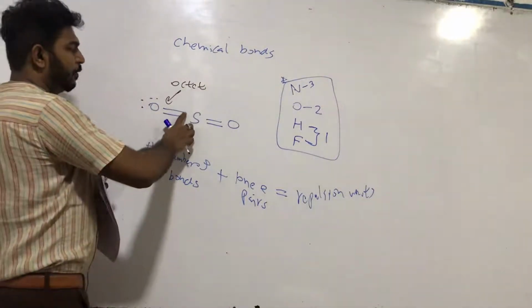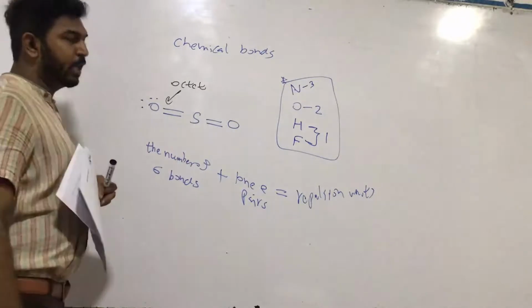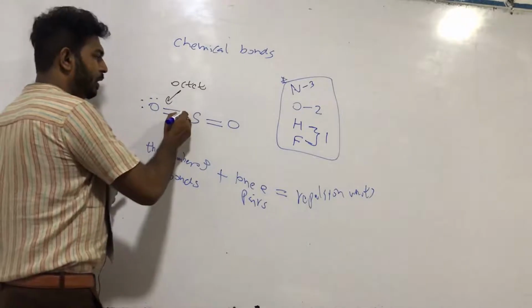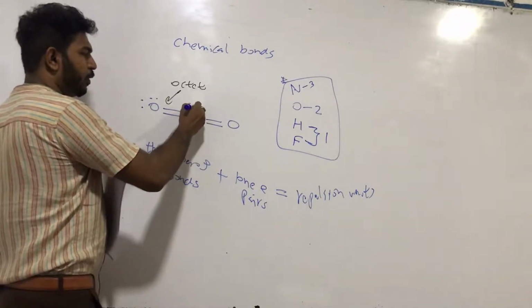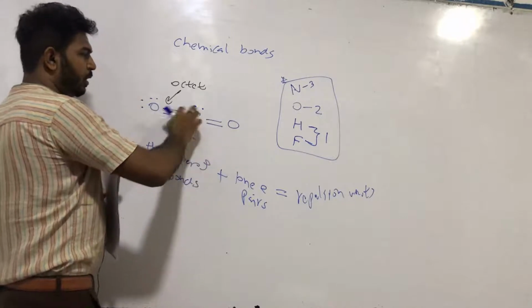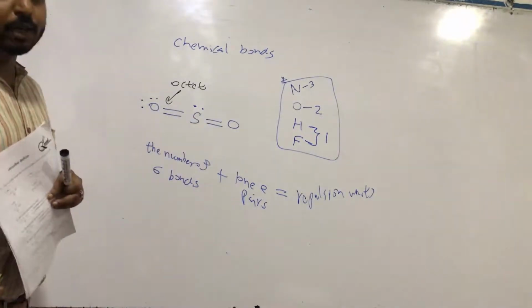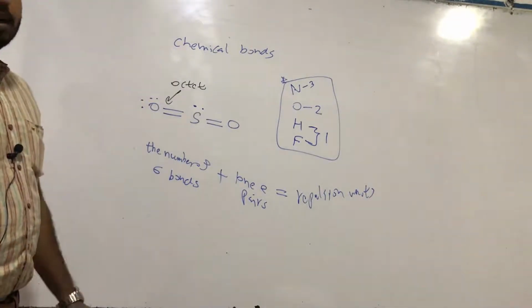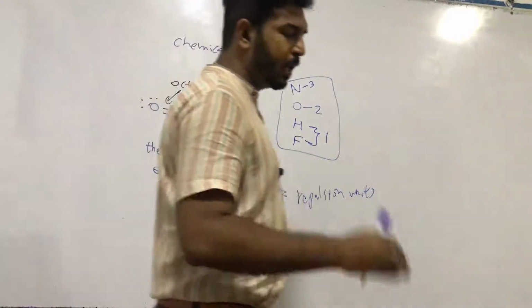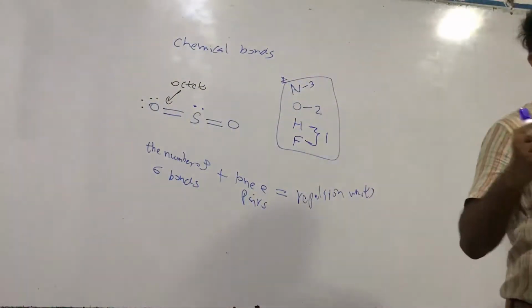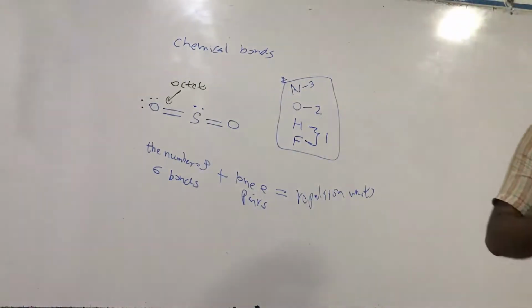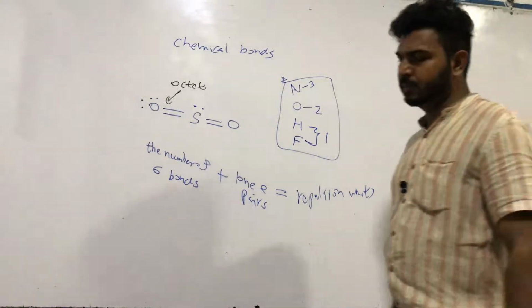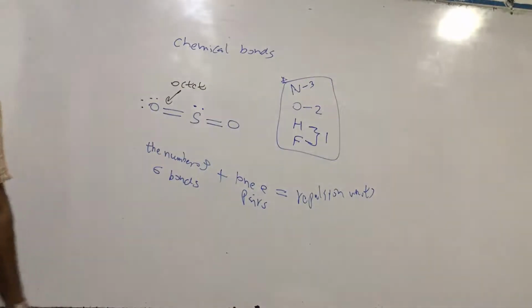We know that sulfur is in the 16th group, that means there are 6 electrons in the outermost shell. Now we can see there are 4 electrons, so we have to draw another 2 electrons. So the total number of electrons of sulfur exceeds the octet rule. That means it's also stable. For an atom to be stable, there should be electrons more than or equal to the octet number, at least 8 electrons.